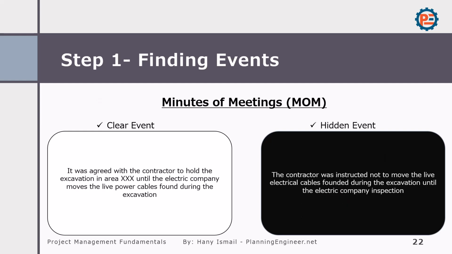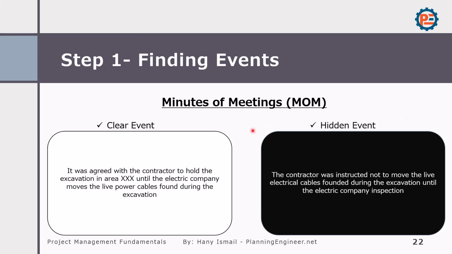There are a few other samples of sources of events. For example, minutes of meeting. It was agreed with the contractor to hold the excavation in this area until the electricity company moves the live power cable. This is a clear event, but it could be a hidden event. The contractor was instructed not to move the live electricity cable found during the excavation until the electricity company inspection. You shouldn't accept such a statement, to be honest, because this is a suspension of the work.